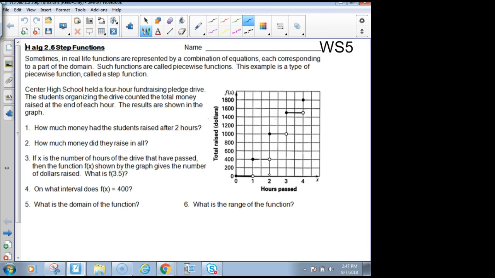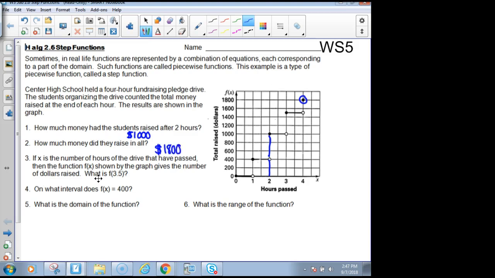Well, you go to 2 hours, and if you go up from 2, you see an open hole there, which means that's not the answer. You got to continue on up till you get to the solid dot, which is at 1,000. That's when they counted up what they got. How much money did they raise in all? Well, that would be at the end of 4 hours when they finished counting it, and that's at 1,800.